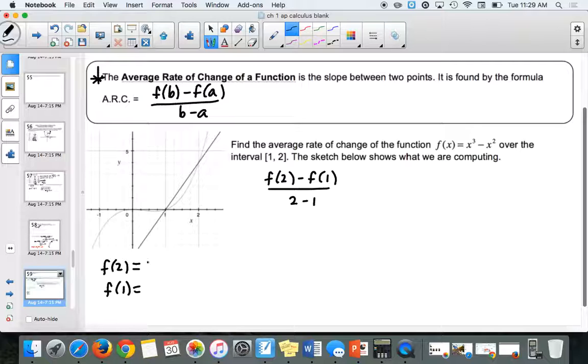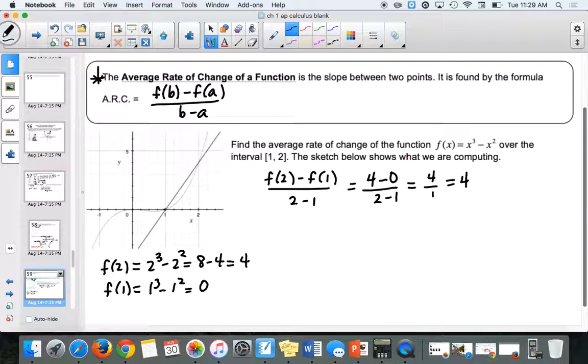So f of 2 is going to be 2 cubed minus 2 squared. So 8 minus 4 is 4. And f of 1 is going to be 1 cubed minus 1 squared. 1 minus 1 is 0. So we have 4 minus 0 all over 2 minus 1. So we get 4 over 1, which is 4.